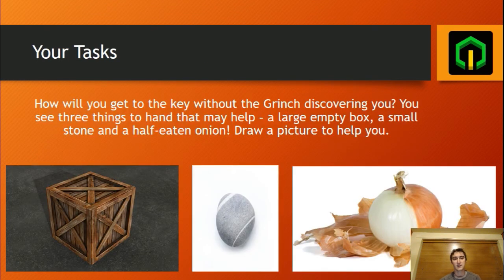Your tasks. You've got to decide how you will get the key without the Grinch discovering you. You see 3 things to hand that may help: a large empty box, a small stone, and a half-eaten onion. Draw a picture to help you.